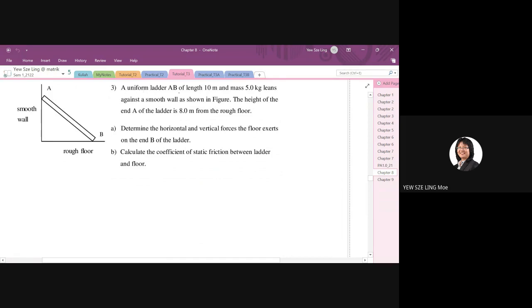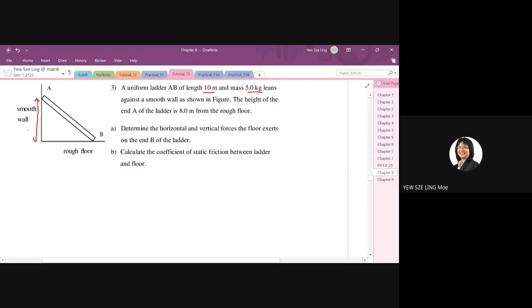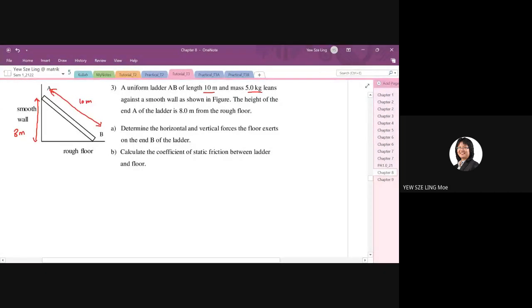A uniform ladder AB of length 10 meters. So the length of this whole ladder is 10 meters, and the mass is 5 kg. It leans against a smooth wall as shown in the figure. The height of the end A of the ladder is 8 meters from the rough floor. So this is your A, and from A to the floor, this is 8 meters. And the length of A to B is 10 meters. So we have 8 meters and 10 meters right here, which is the reason the question gives you these two lengths.